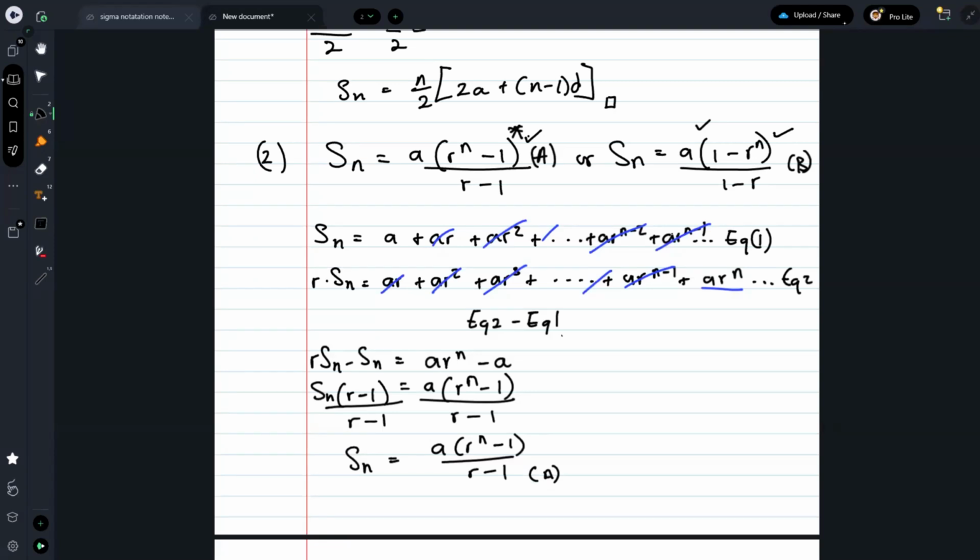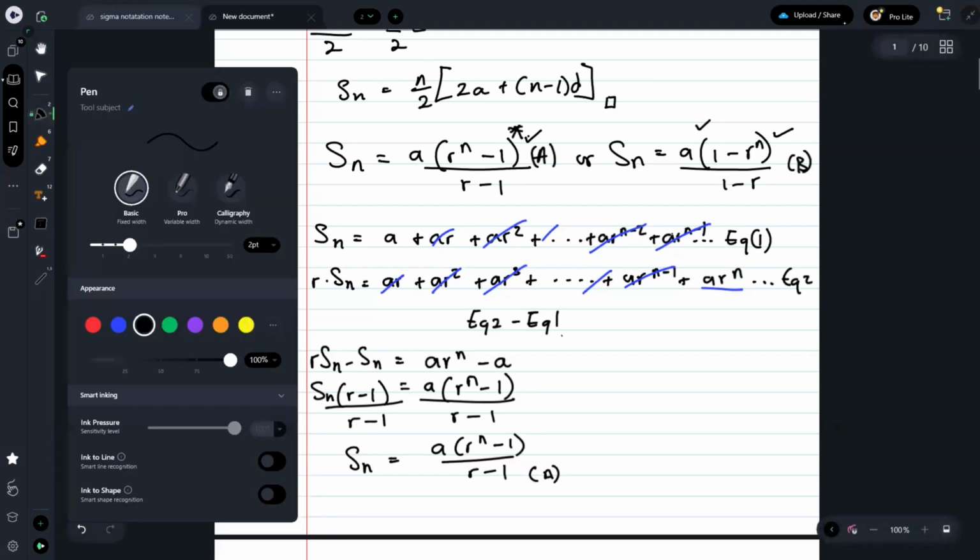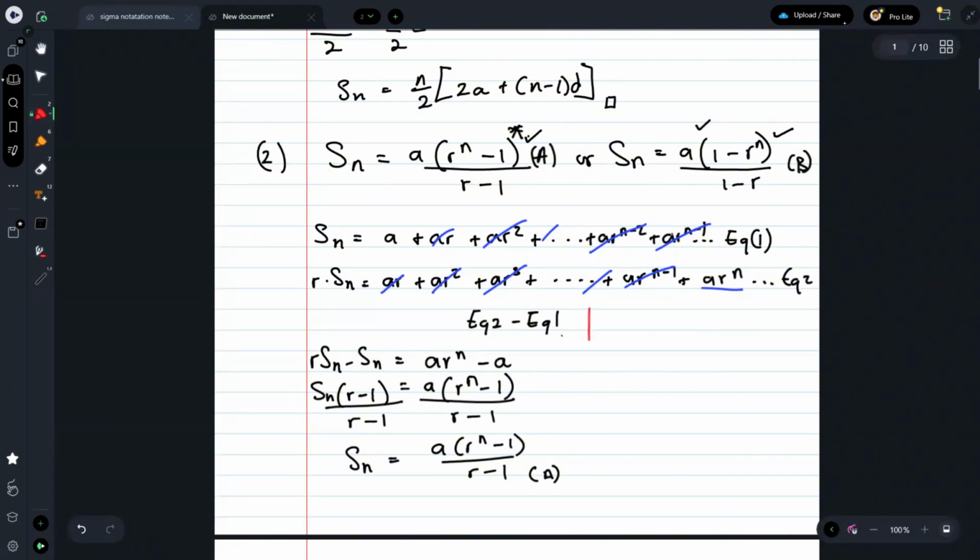And then as I said, if you're looking for the proof for B, we're going to have a slight change in which equation minuses the other. So for us to produce B, we're going to say equation 1 minus equation 2. So now we're going to have Sn minus r Sn, and you're going to reverse the roles here. It's going to be a from the top minus ar to the exponent n.